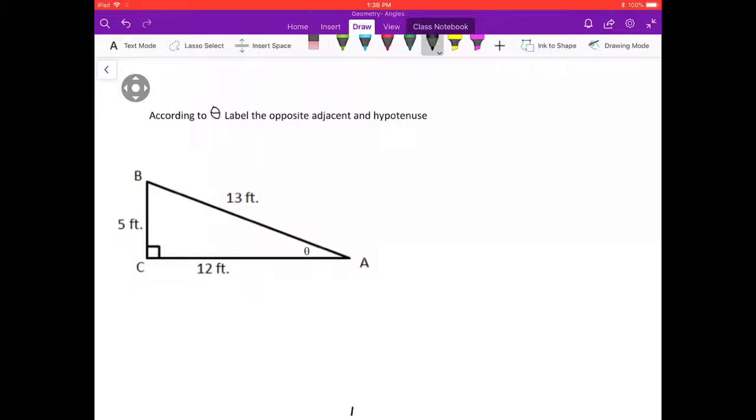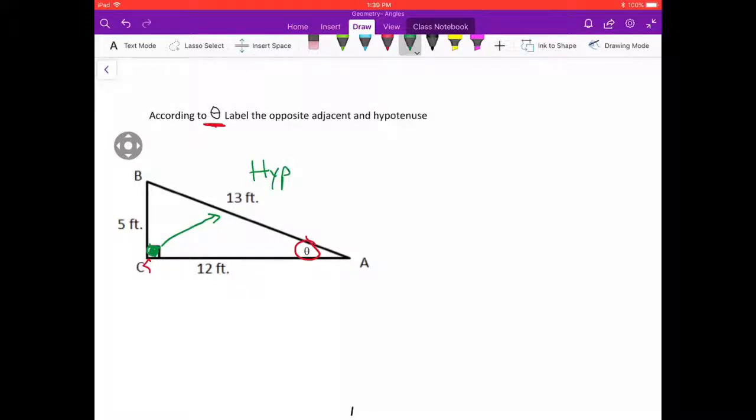So this question reads, according to theta, this is just a Greek letter that we use to label angles, and as you see it's down here. We're going to label our opposite, our adjacent, and our hypotenuse. So again, first one I like to look for is our hypotenuse, which we know is always either across from the right angle, or it's the largest of the three sides. So I just like to mark my right angle and mark my hypotenuse here.